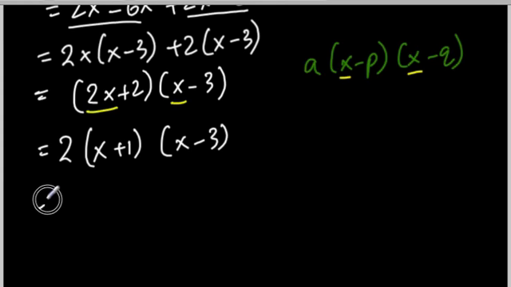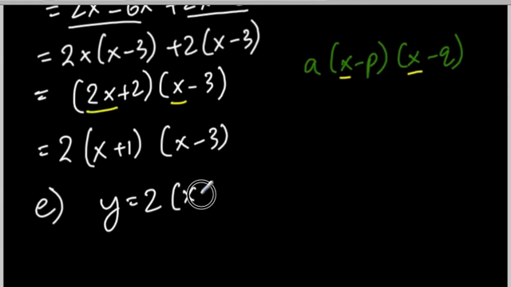The next one is E, where we have to find the x-intercepts. So y is basically equal to this factored form, 2 times x plus 1 times x minus 3.